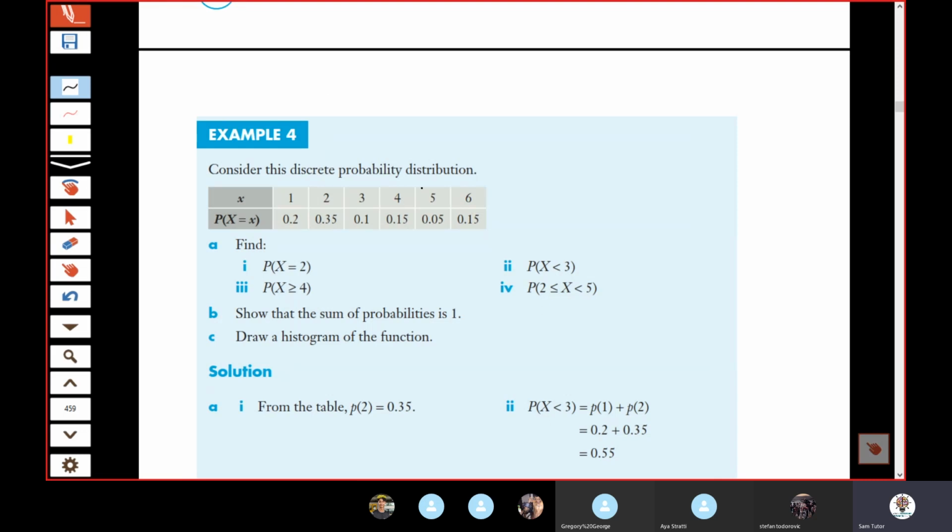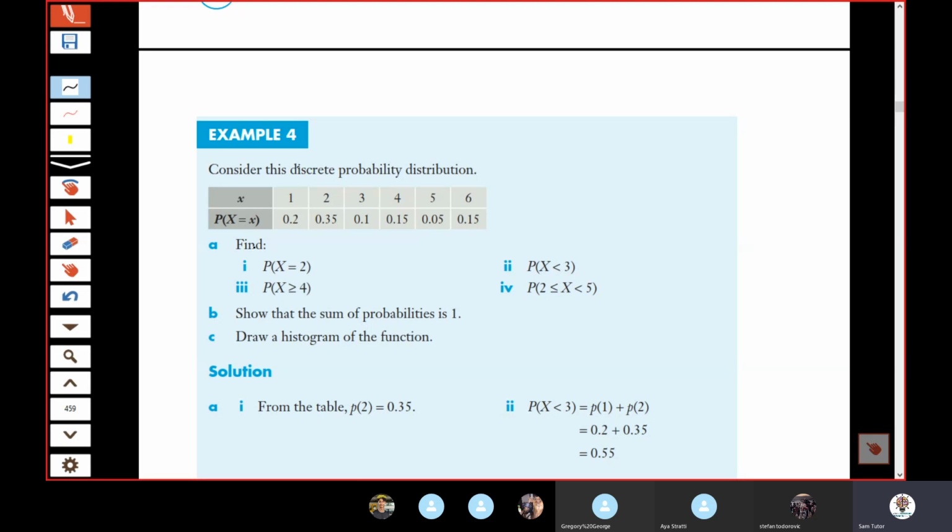So let's say this was a die: 1, 2, 3, 4, 5, 6. The probability of getting a 1 is still 1/6, so that doesn't change. It's just that as you rolled this die maybe 100 times, we realized that 1 occurred 20% of the time, 2 occurred 35% of the time, 3 occurred 10% of the time, 4 occurred 15% of the time, 5 occurred 5% of the time, and 6 occurred 15% of the time. Does that make sense?